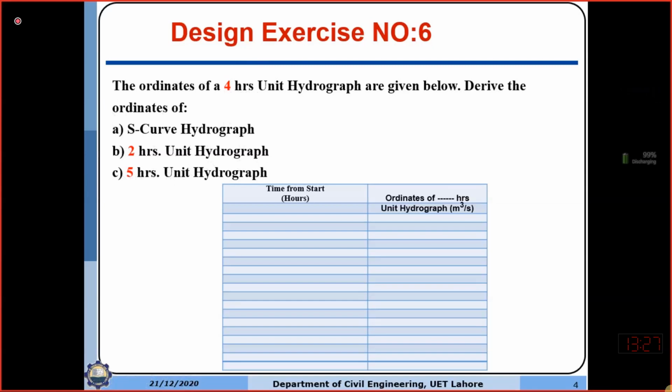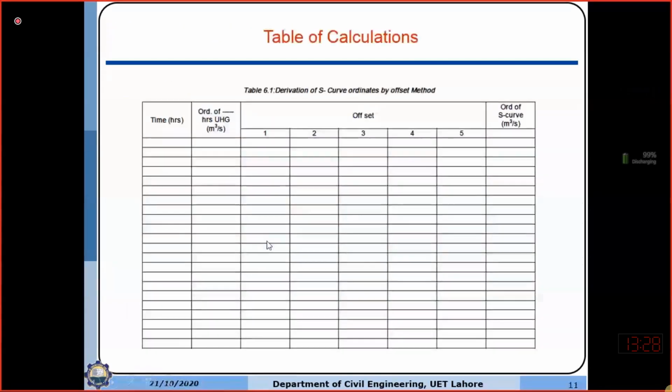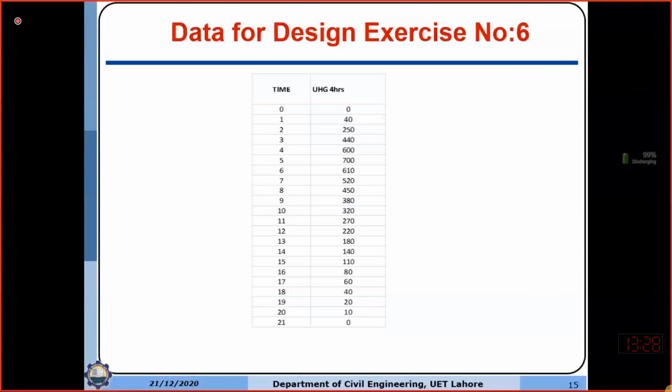Now let me go to the data given to you. You are given the 4-hour unit hydrograph, meaning the time step of measurement of discharge, and the discharge or the unit hydrograph ordinates are given to you. Ordinates of 4-hour unit hydrograph. So in the blanks you will write 4 hour. So ordinates of the 4-hour unit hydrograph in cubic meter per second are given to you. So let me come to the data at the end. So this is the data given to you.